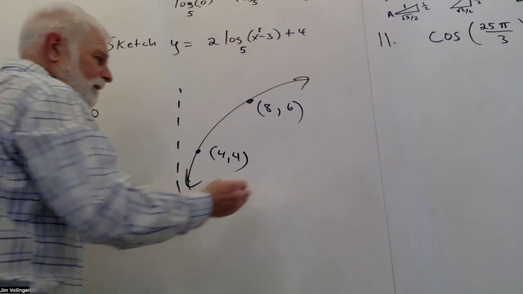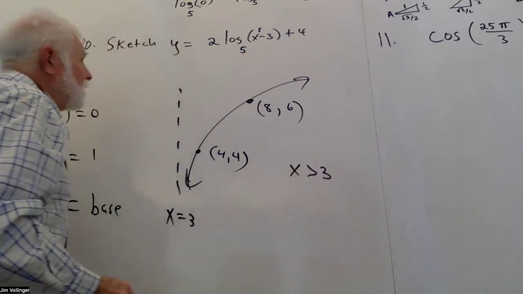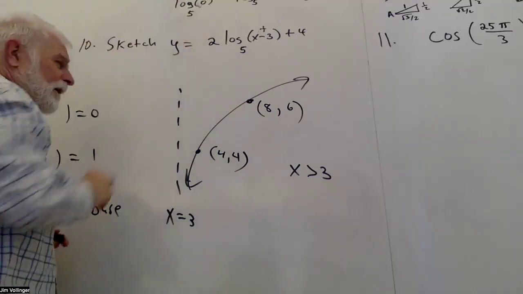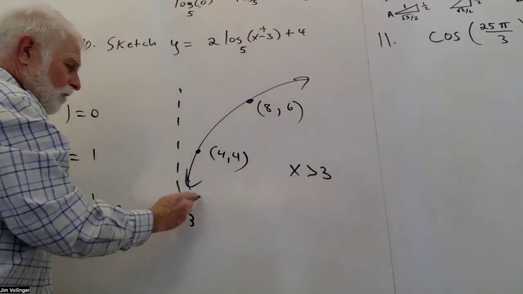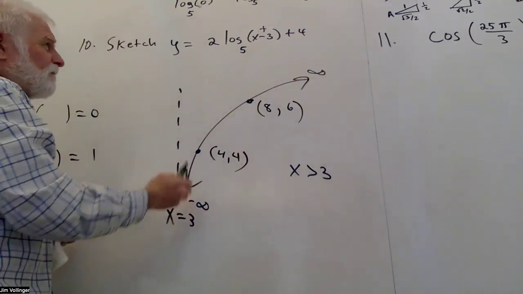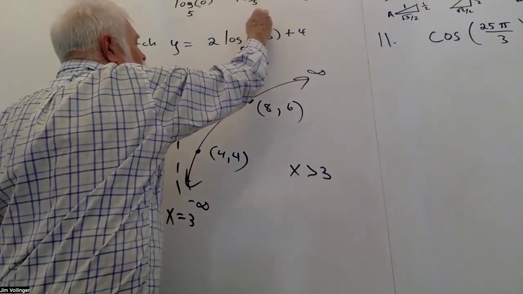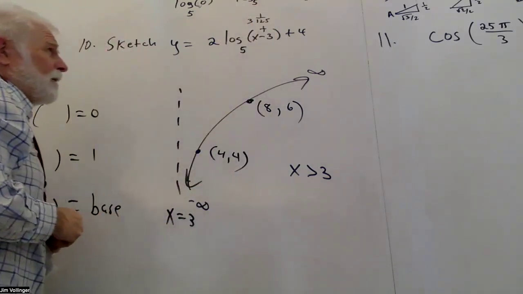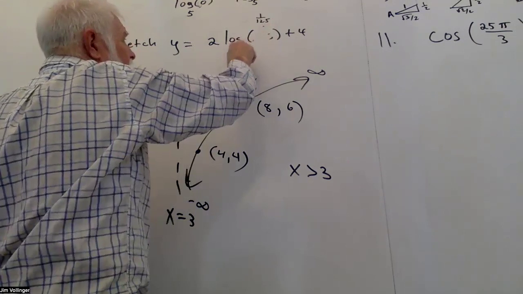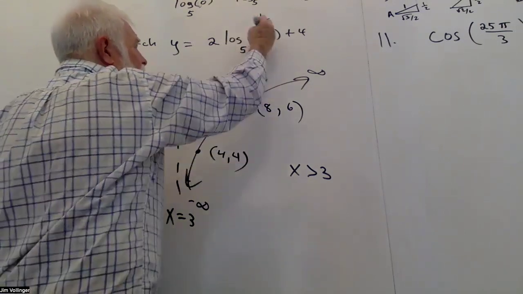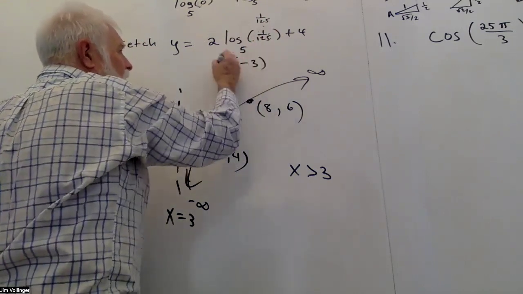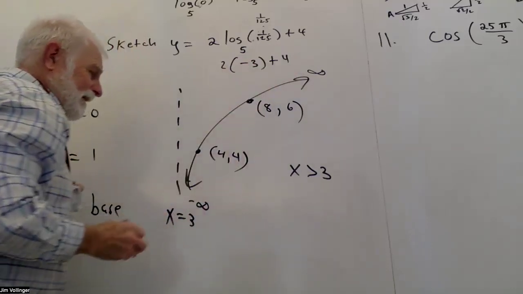Okay, what's the domain? X's have to be bigger than 3. We said that earlier in the video. This has to be positive, or you can't perform the calculation. What's the range? Going to negative infinity all the way up to positive infinity. What's a number that helps us see negative infinity? Why don't you drop in 3 and 1 over 125? What's going to happen? The 3's are going to cancel. And you are going to take the log base 5 of 1 over 125. We've been practicing that for a long time now. That's negative 3 times 2 plus 4 gets us negative 2.